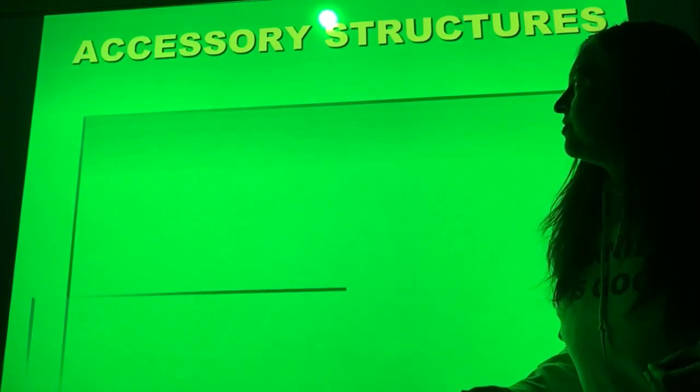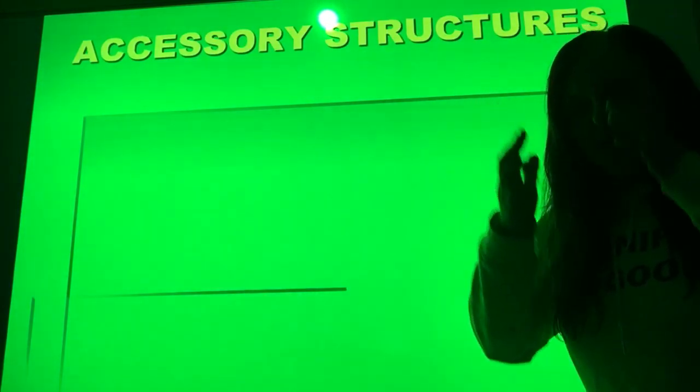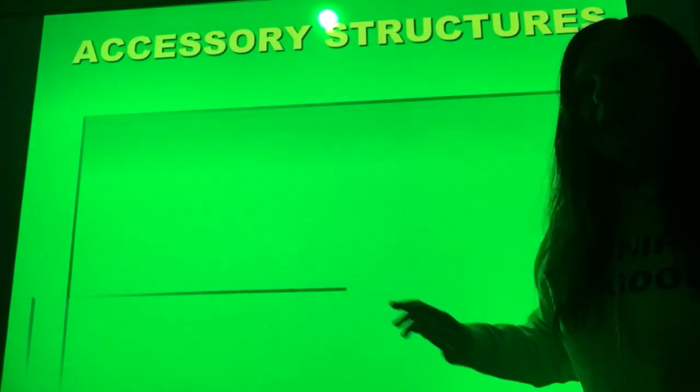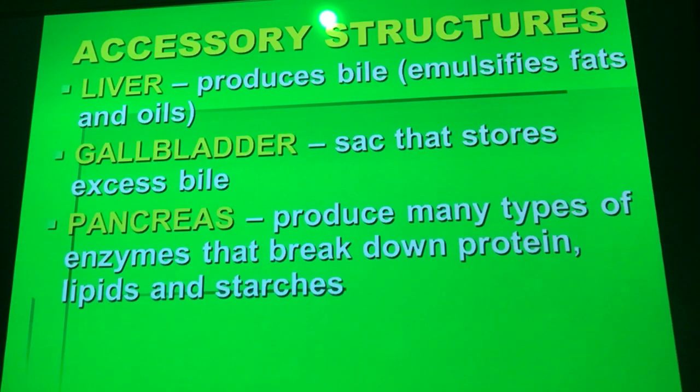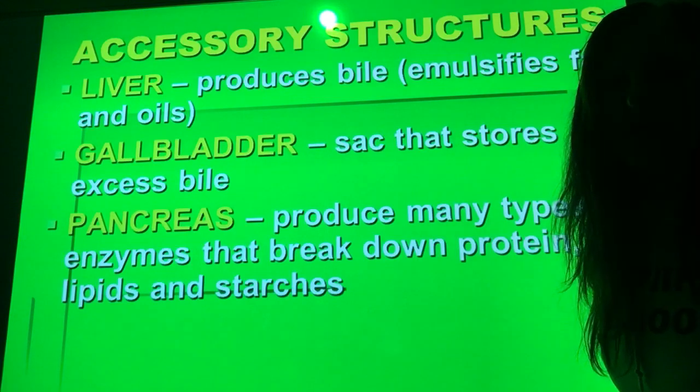Okay, so that's kind of it to digestion. Then we have some accessory structures. So accessory means that they're not directly part of the digestive system. They are attached off to the side, but they're still involved in it. So the accessory structures, there's three of them: the liver, the gallbladder, and the pancreas.